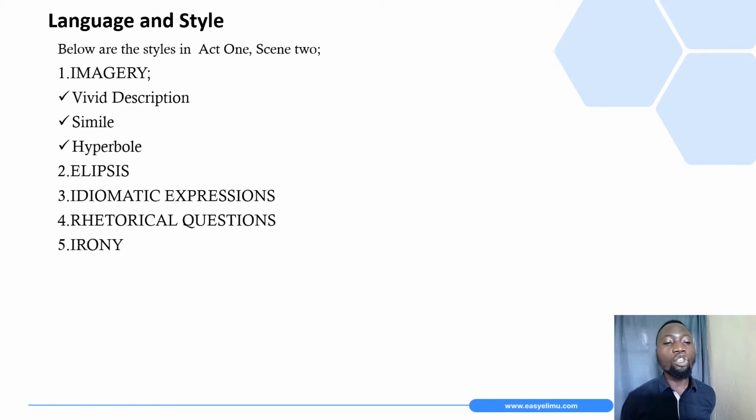We are also going to look at ellipsis. Remember, we had said that this is the omission of words either in a text or a speech. Then there is the use of idiomatic expressions. Then we have rhetorical questions. Then lastly, we also have irony. Now, let us start by looking at imagery.